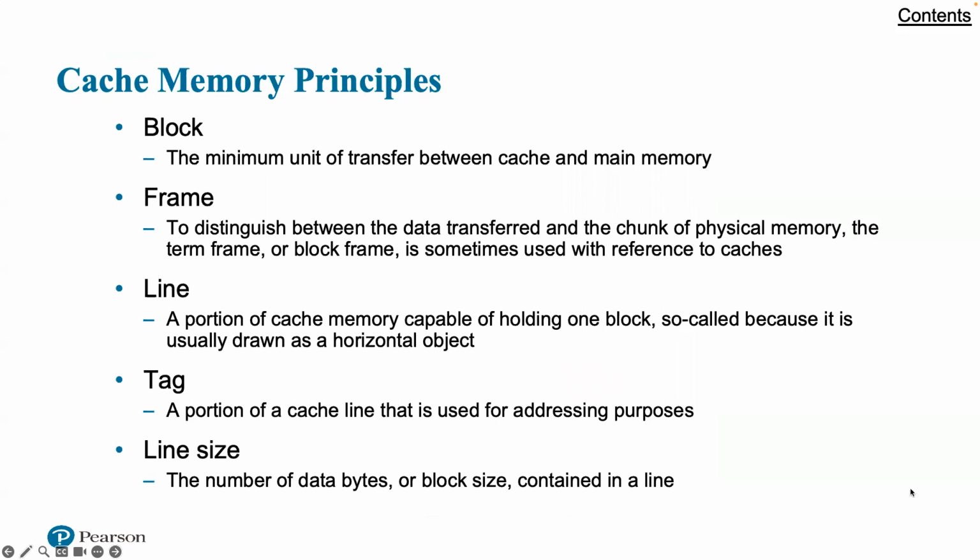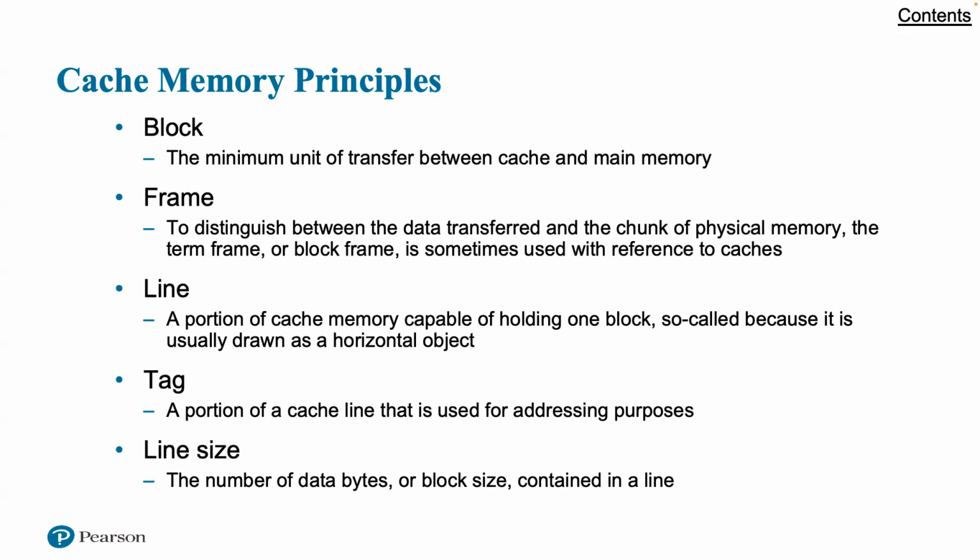So let's take some time to talk about some of the cache memory principles and these terms: block, frame, line, tag, and line size. A block is the minimum unit of transfer between cache and main memory. In most of the literature, the term block refers both to the unit of data transferred and to the physical location in main memory or cache. Next, frame, to distinguish between the data transferred and the chunk of physical memory. The term frame or block frame is sometimes used with reference to caches. Some texts use the term with reference to the cache, and some with reference to main memory. Its use is not necessary for the purpose of this text, but we want to give you a chance to understand what it is.